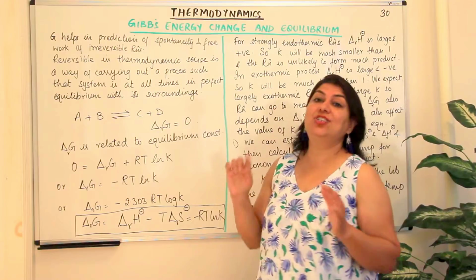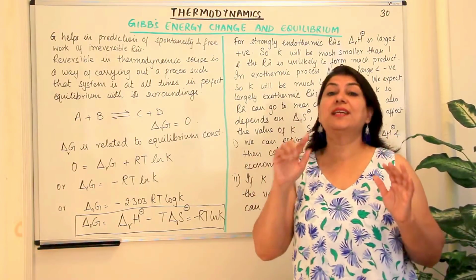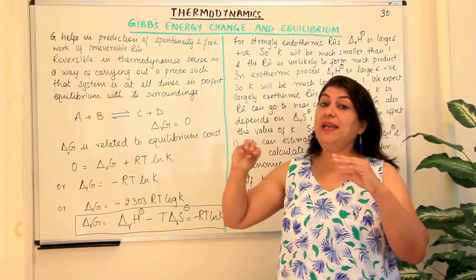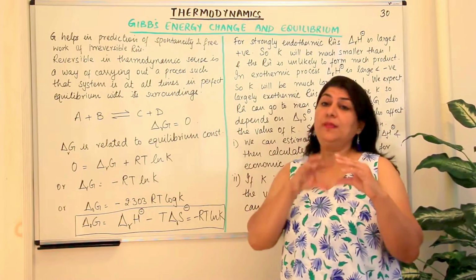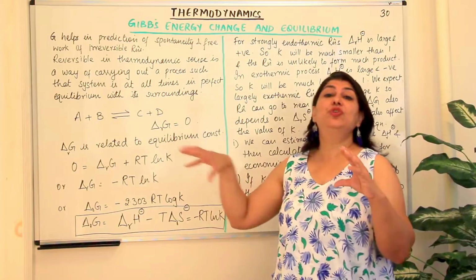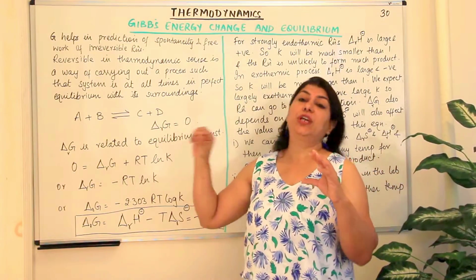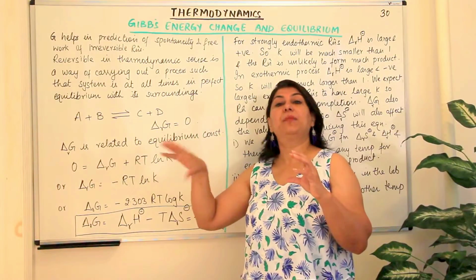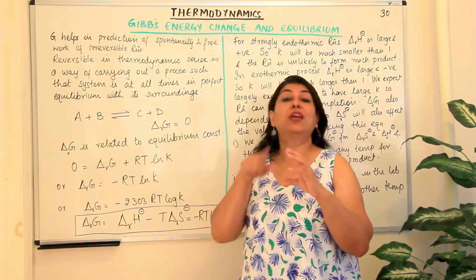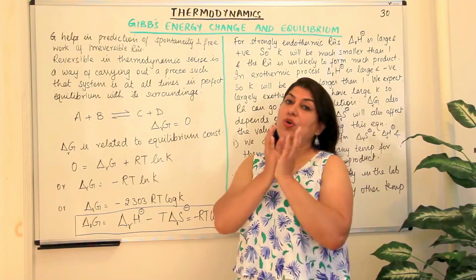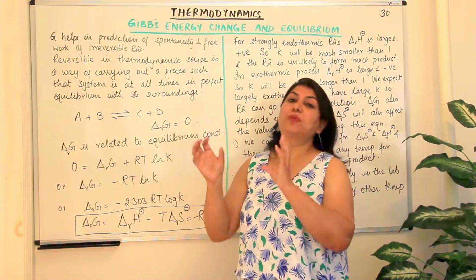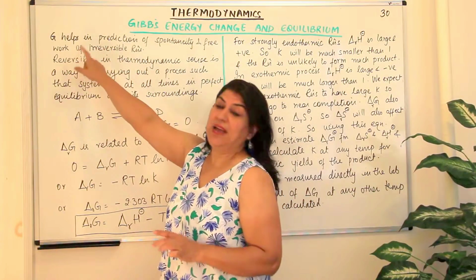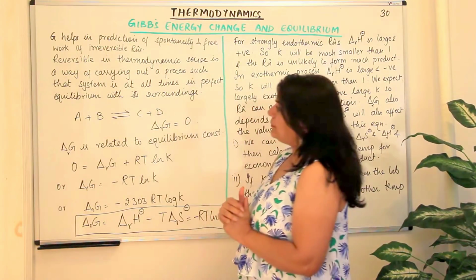That is, delta G is equal to delta H, which is the total change in enthalpy or energy, minus T delta S. That amount of energy which is used up to bring about the change in entropy cannot be used for doing work. So whatever is left, the difference between the two, is the energy which is free to do work, and we call it the free energy.